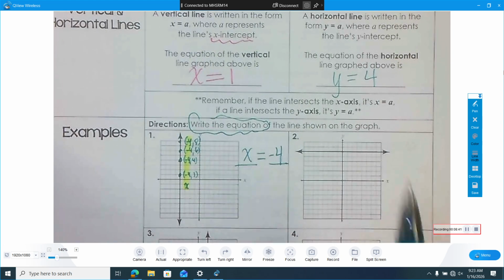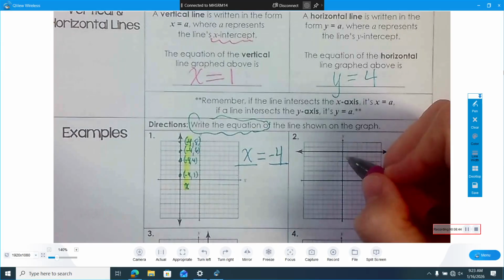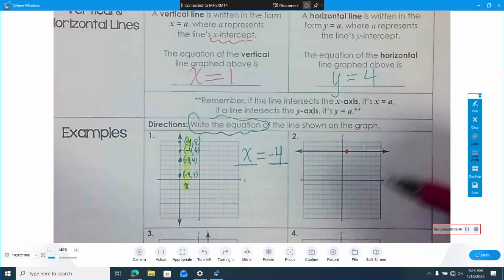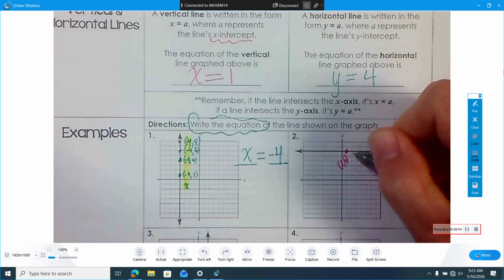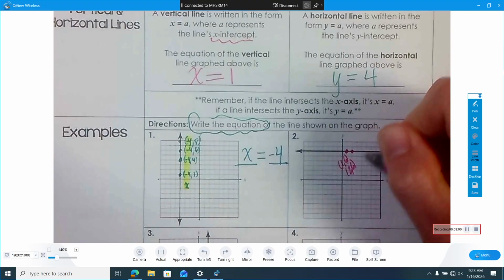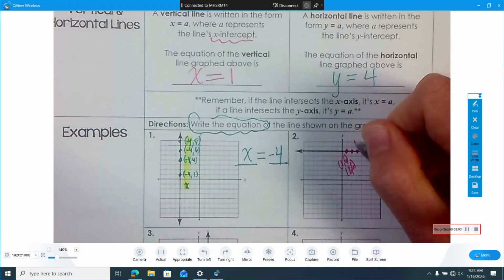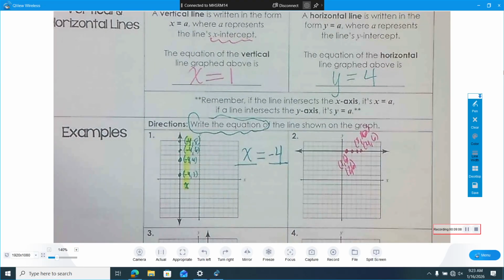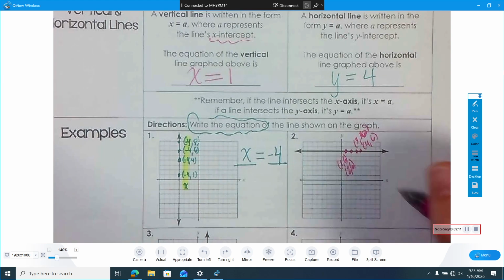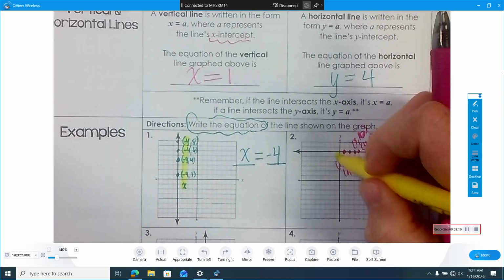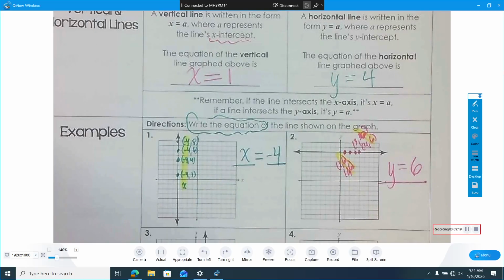All right, let's look at number 2. Here's the point right there. What's that point? 1, 6. What's next door? 2, 6. What's next door? 3, 6. What's next to that? 4, 6. What's the equation of this line? Y equals 6. Beautiful. Because the y coordinate is in common. Y equals 6.